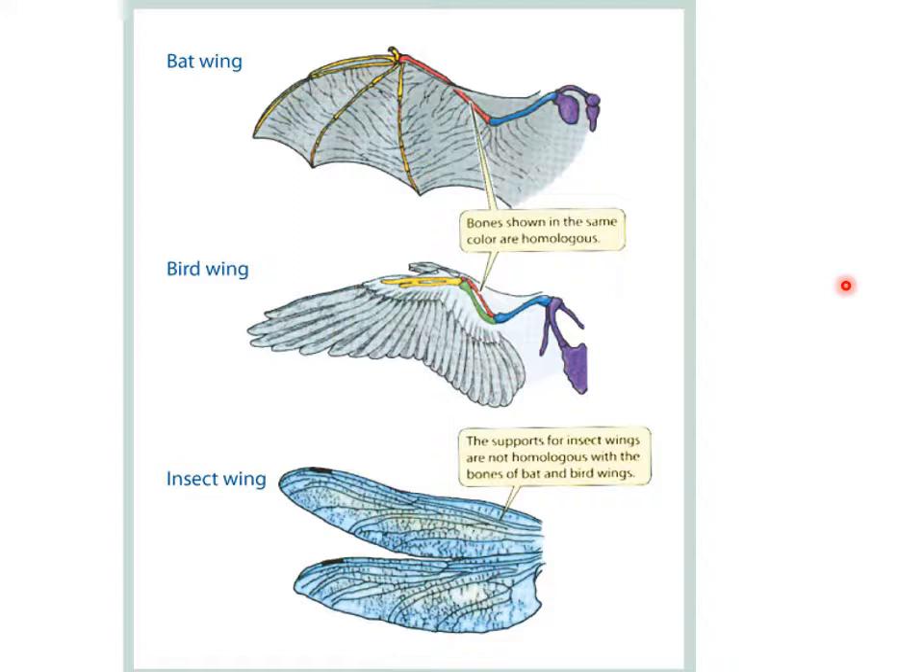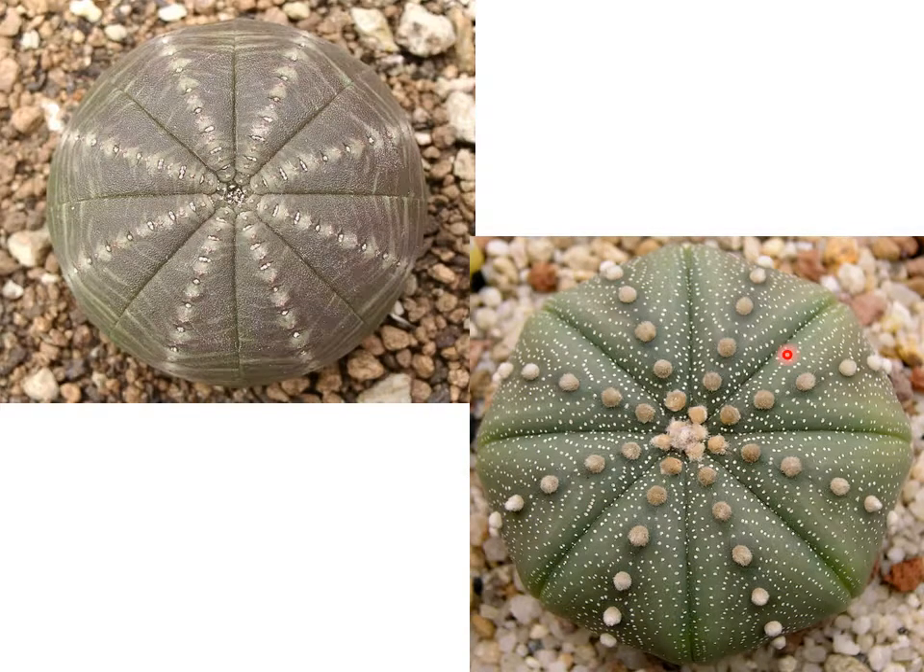Okay, so then an insect wing, is it homologous or analogous? Analogous with all of it. Separate. Okay, here we have two cacti. One is in a desert in Asia. One's in a desert here in Arizona. Homologous or analogous? What do you think?